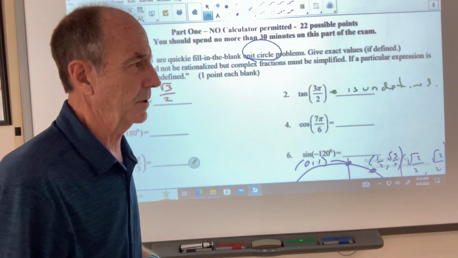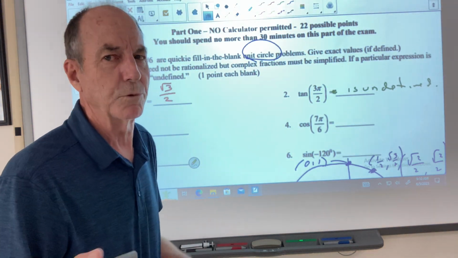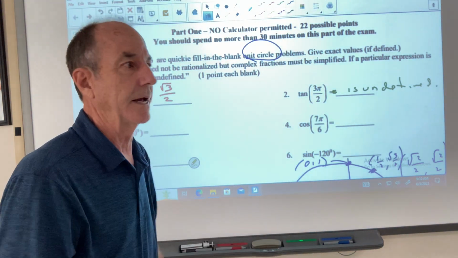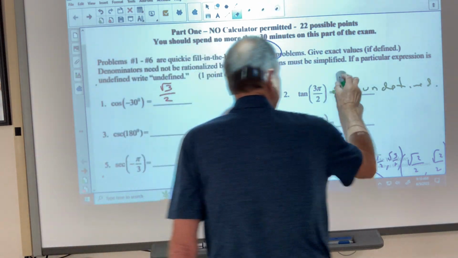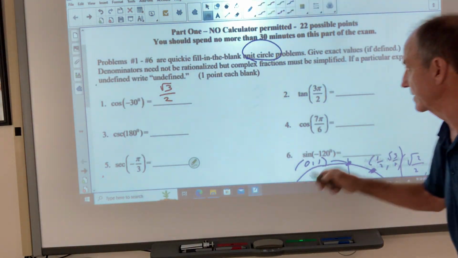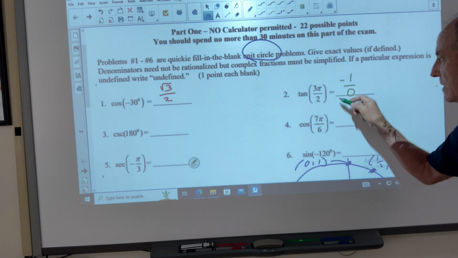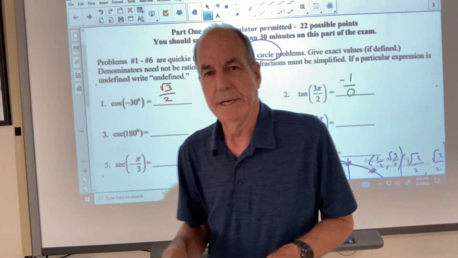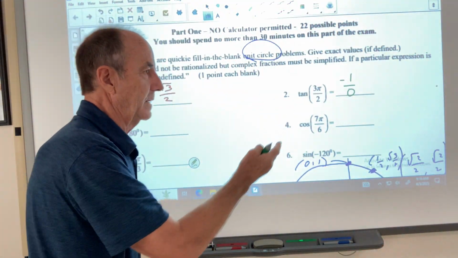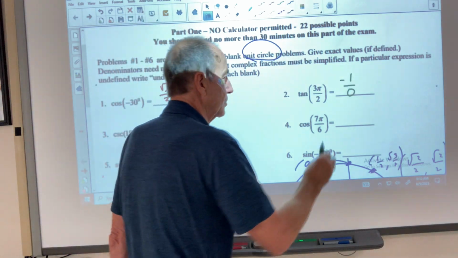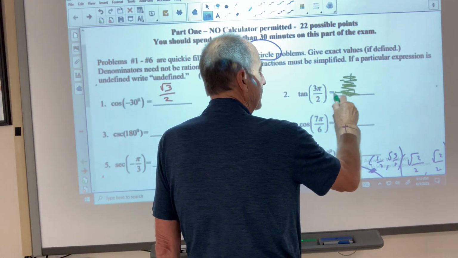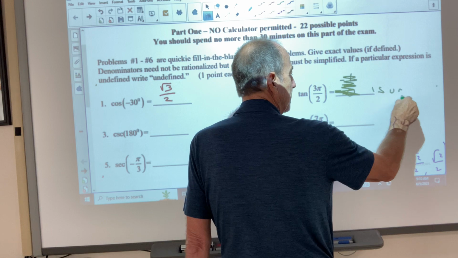Now I had a number of people, it wasn't marked wrong, but it will be next year or this year in AP Calculus. If you write this is equal to -1/0, that's an incorrect statement. So the tangent does not equal that. So if you start writing that, you should immediately realize, oh, that doesn't make sense. I should cross that off and then just go and write undefined.